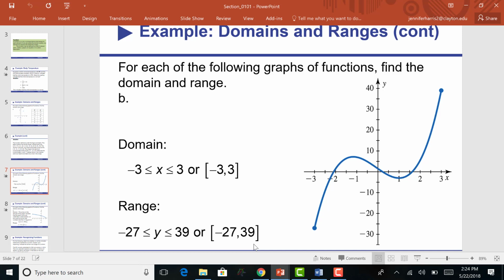You said that was called inequality notation? Yes, the first one is. And the reason I'm making sure I define this clearly is that in the homework it's going to ask you to write it in inequality notation, and then it might ask you to write it in interval notation. You need to know how to do both.